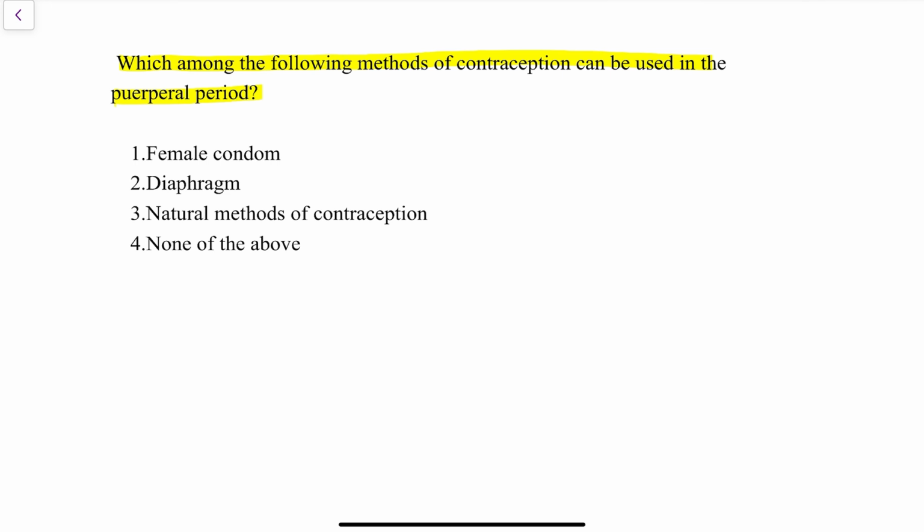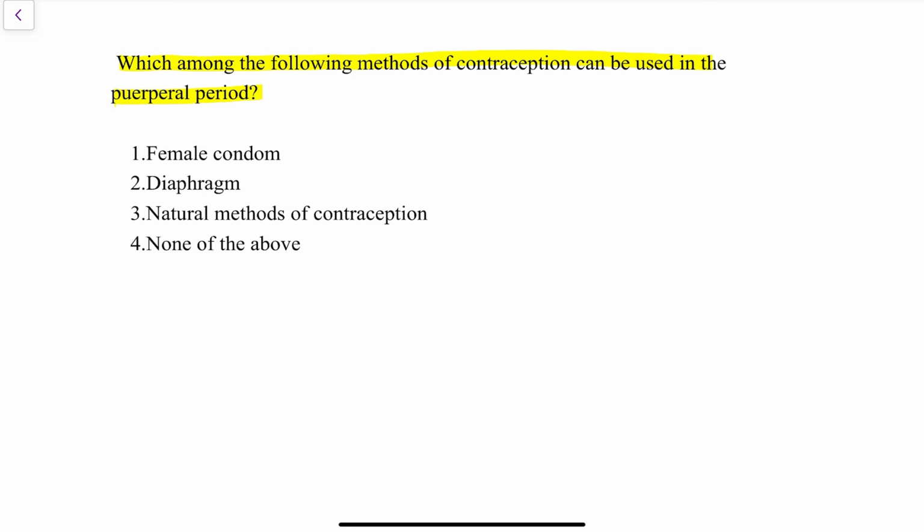Now I have a more important question for you. Let's discuss this question now. Which among the following methods of contraception can be used in the puerperal period? The puerperal period is after the delivery of the fetus, right? So during the puerperal period, which among the following methods of contraception can be used?